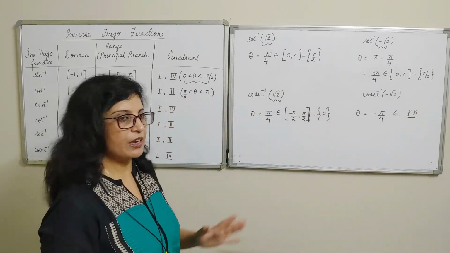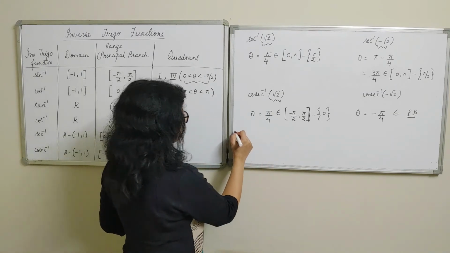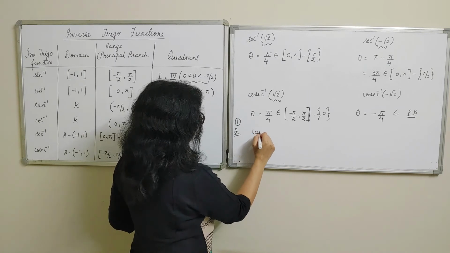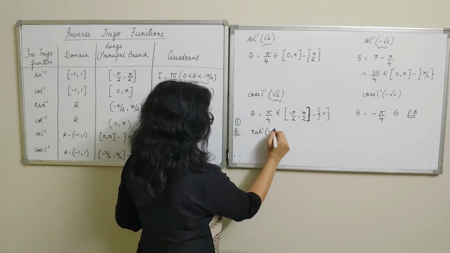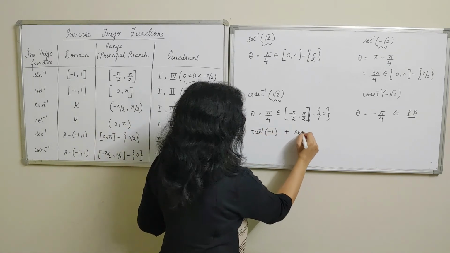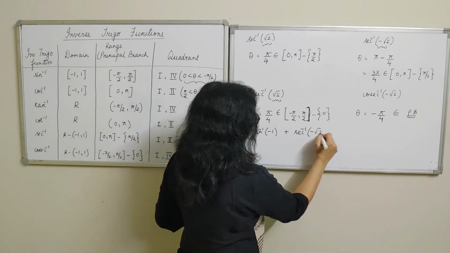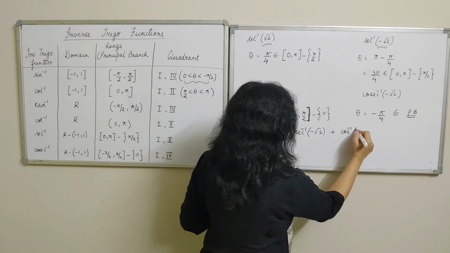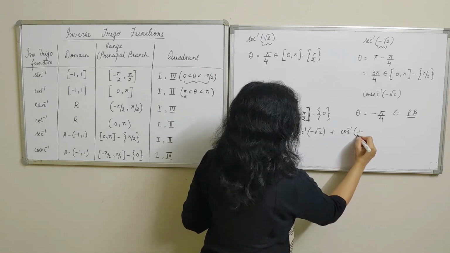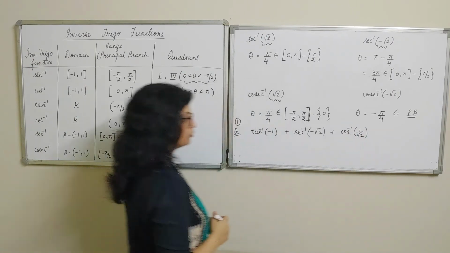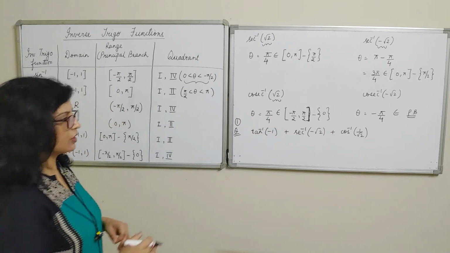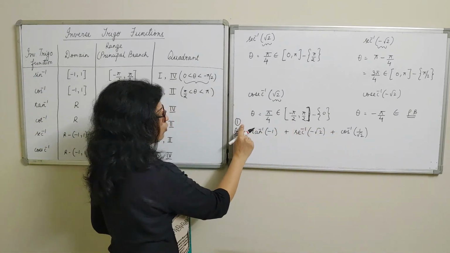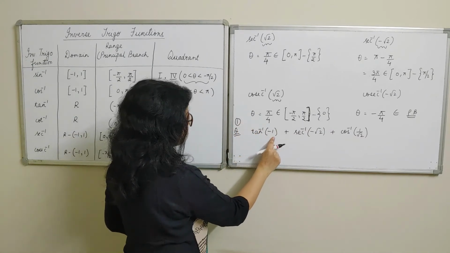So this way, these are very, very simple questions. Like in the exam, we may get a question for 1 mark of this kind. For example, it is tan inverse minus 1 plus sec inverse minus root 2 plus cos inverse 1 by root 2. Alright, let's try out this question. That means you're finding 3 values, and for that you get 1 mark. So tan inverse minus 1.